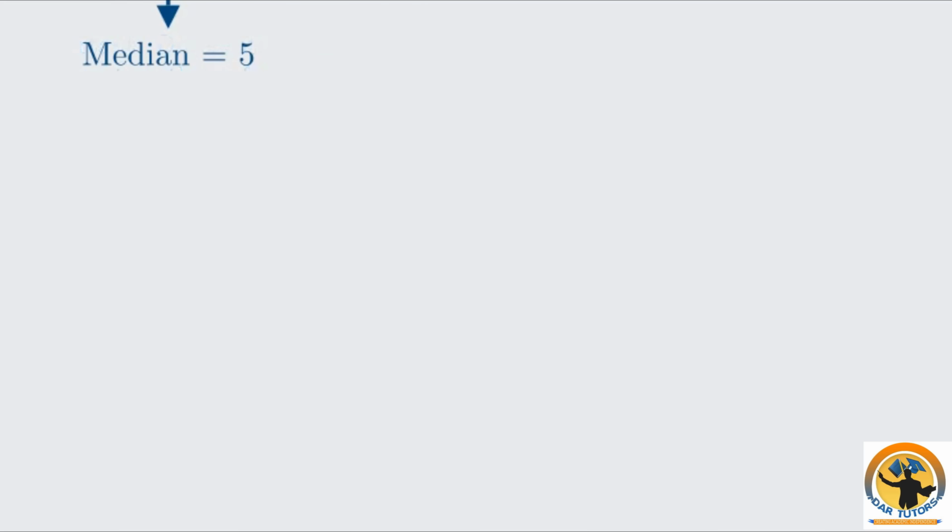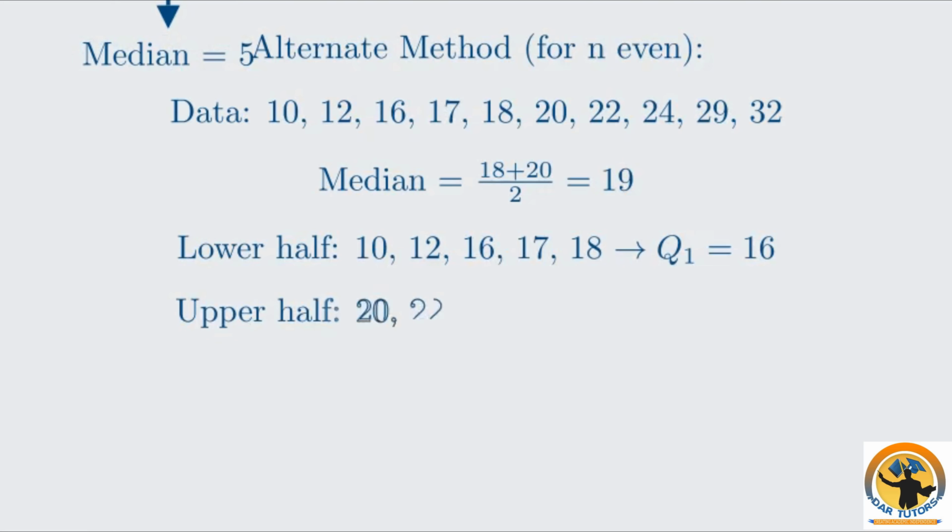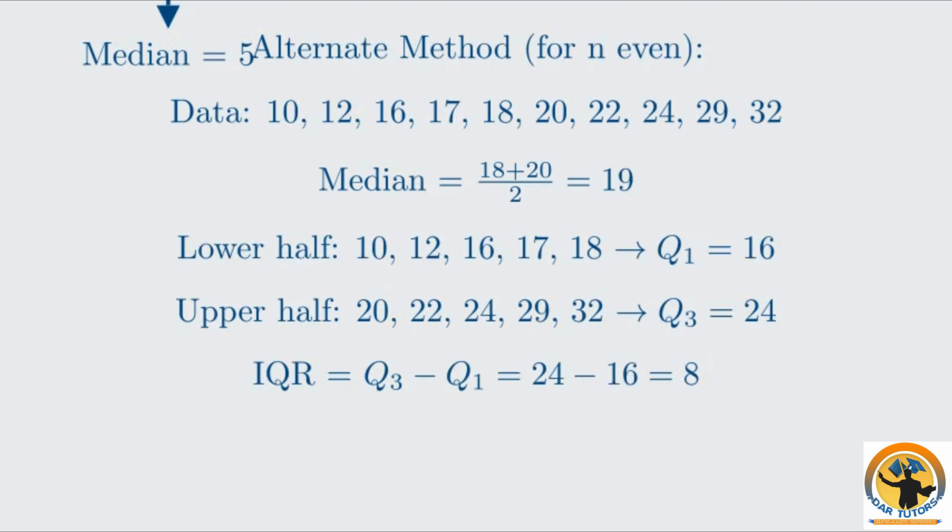In this example with 10 values, the notes include all values when splitting the data. The median is the average of the fifth and sixth values, 18 and 20, which is 19. The lower half is then 10, 12, 16, 17, 18, and its median is 16. The upper half is 20, 22, 24, 29, 32, and its median is 24. So the IQR is 24 minus 16, which is 8. The key takeaway is to be consistent with the method you are taught.